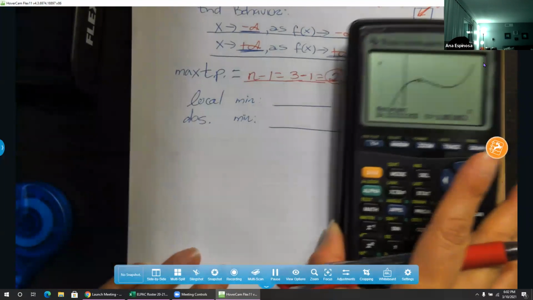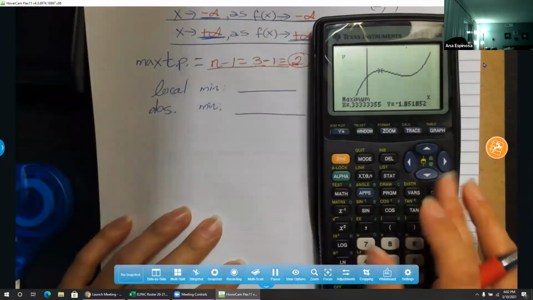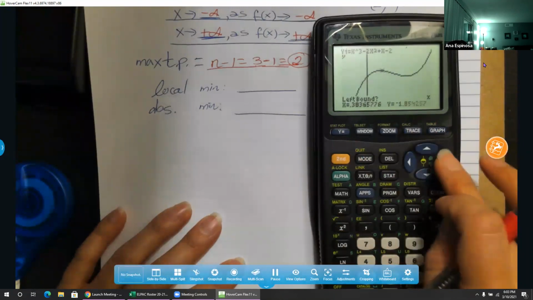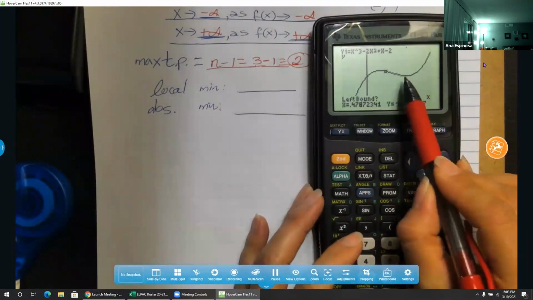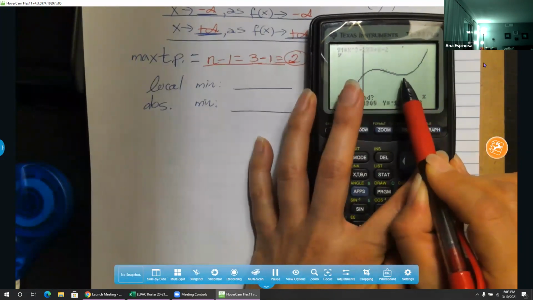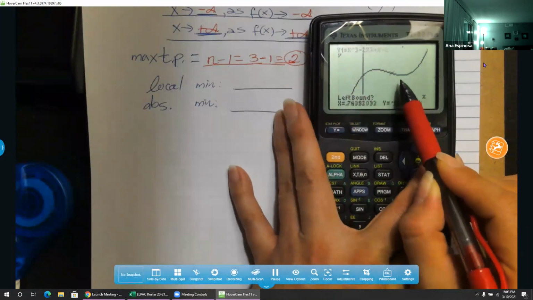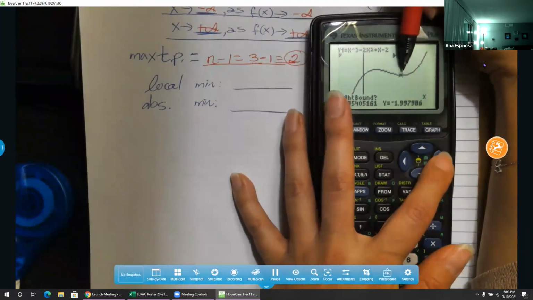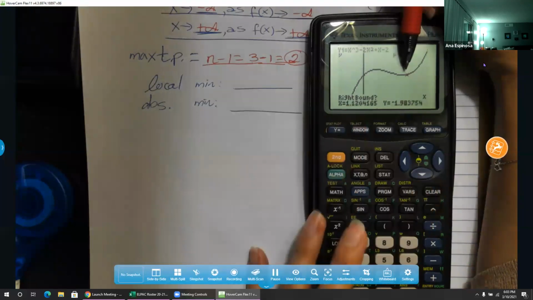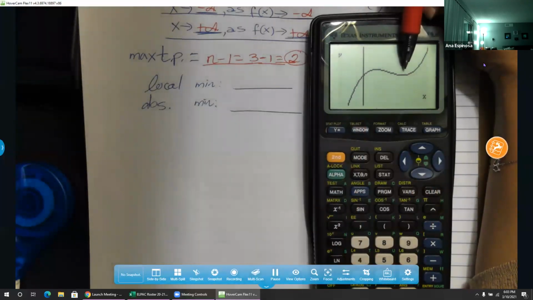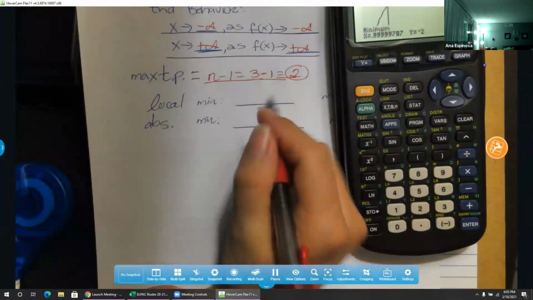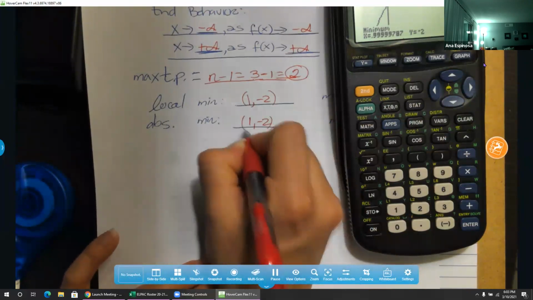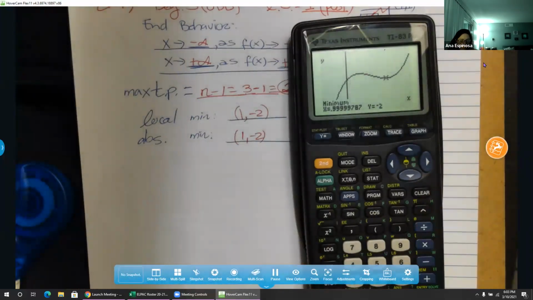All right. If we go and find the minimum, we do the same thing again, second trace, and we find the minimum. We scroll to the right. Now, I want the point down here, right? So I'm going to get close to it. It's asking for a left bound. So I'm going to go left of it, press enter, go to the right of it, press enter, enter. And that'll give me the specific lowest of the lowest. So that's 1, -2. Okay. All right.